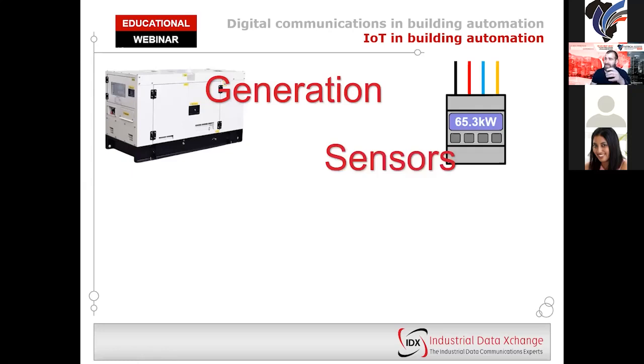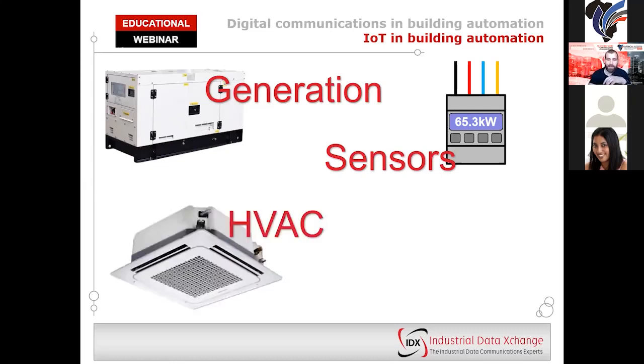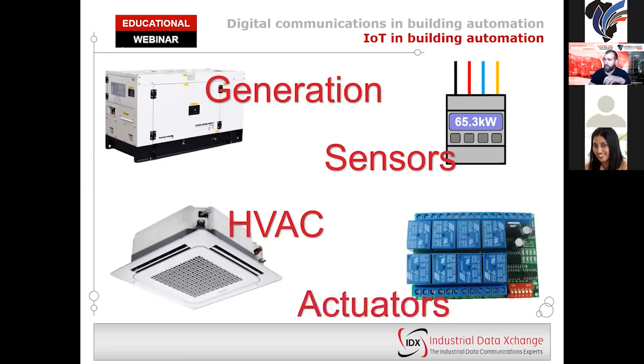You get sensors, so you could have your power meter. You might even have a lux sensor, which can measure how bright the sun is out to make decisions on your solar system, or even occupancy sensors to determine is somebody in that room or not. You get your HVAC system, so your air conditioning units.